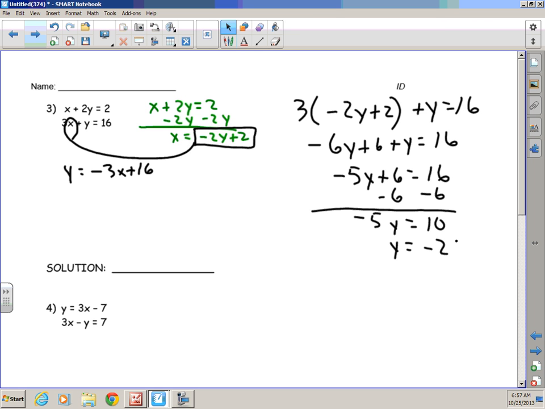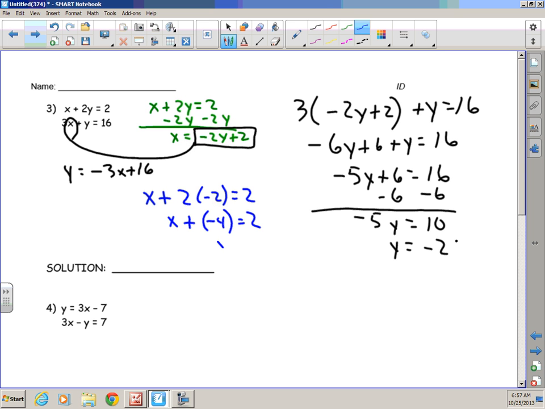Okay? Now I want to figure out what x is. I substitute negative 2 in for y into either equation. And I find x is 6. 6 comma negative 2 is my answer. Okay? Scrolling down.